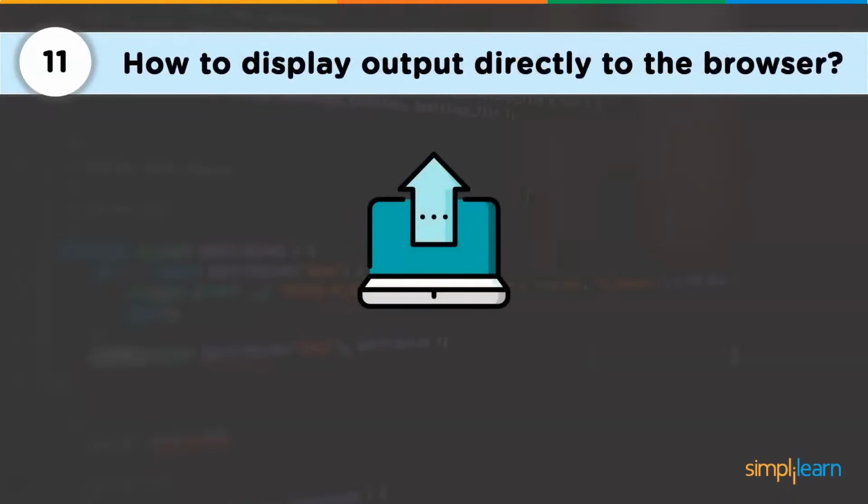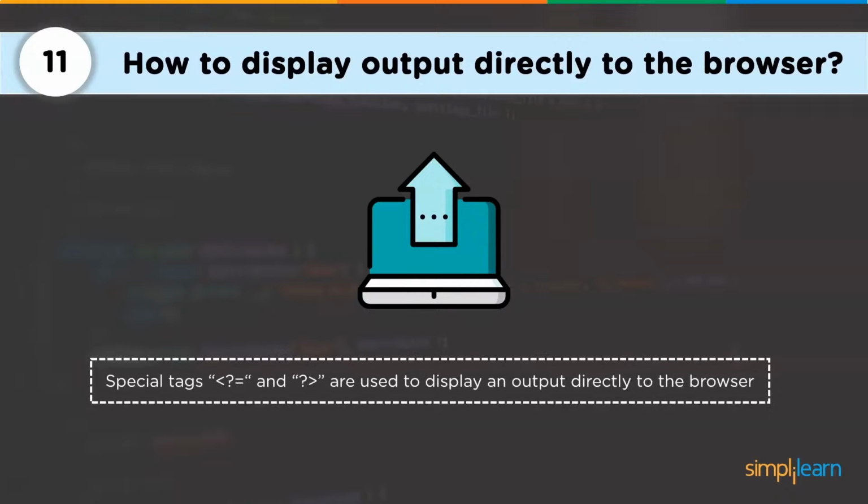Next question, how to display output directly to the browser? Now, in case you want to display your output directly onto the browser while running a piece of code, you can use these special tags to display an output directly to the browser. Now, as you may notice, these tags do not contain the PHP written. You can use them directly and replace PHP with an equal to sign followed by what you want to display and end it with a question mark and a closing bracket.